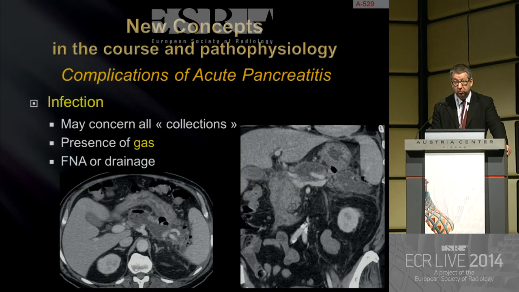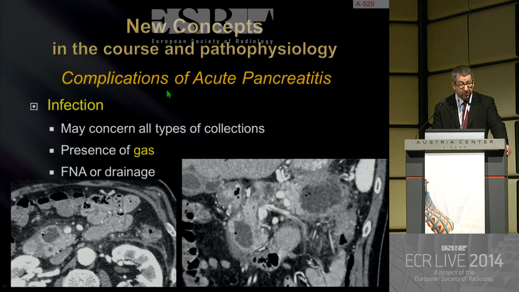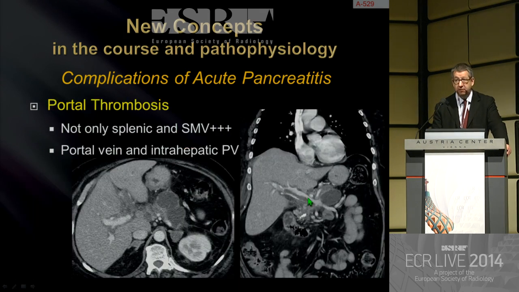What about the complications of acute pancreatitis? Of course, infection may concern all collections, and presence of gas is the main CT finding indicating infection. Of course, fine needle aspiration or drainage also may give you the diagnosis of infected pancreatitis. So infection may concern all types of collections, and in that case here, you can see intrapancreatic collections, A and C, with clearly gas in this collection in the head of the pancreas, and also a small bubble of gas here. This is clearly infected acute necrotic collections.